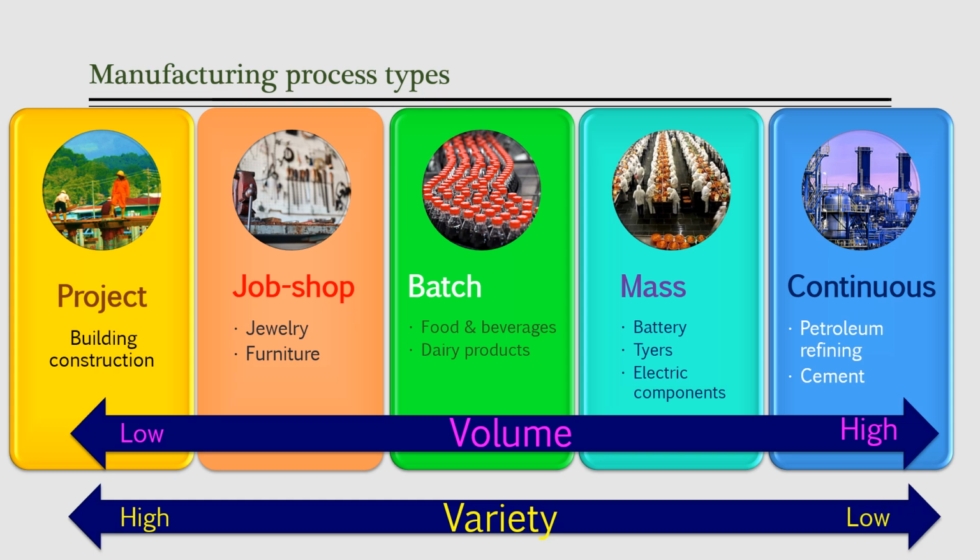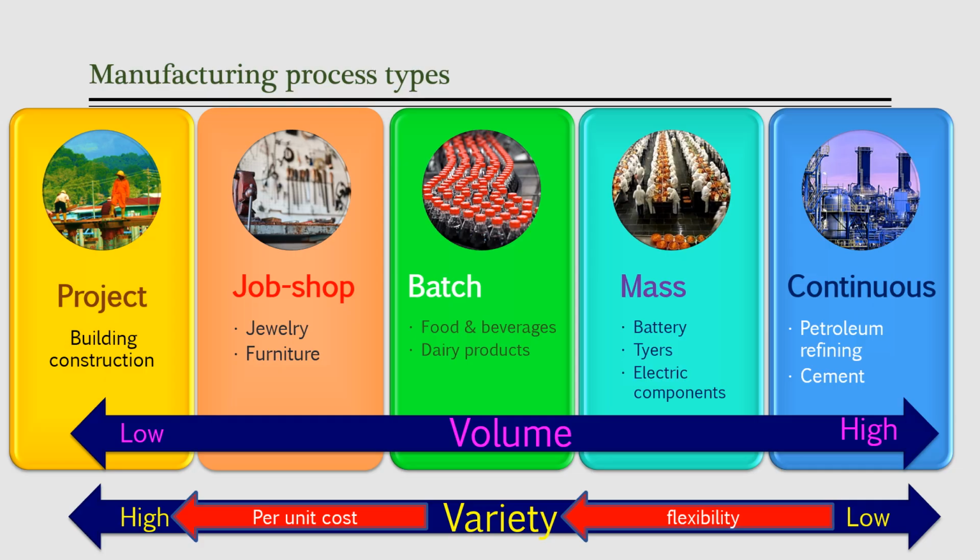So you can see there's a negative relationship between the volume and variety. In the projects, the volume is low, but you can do more customized variations. You can add features to these projects. But when it comes to mass and continuous production, the variety is very low. We are going on homogeneous production and the volume is high. As a result, when the volume is high, you can't do more flexible things. Therefore, the flexibility is low.